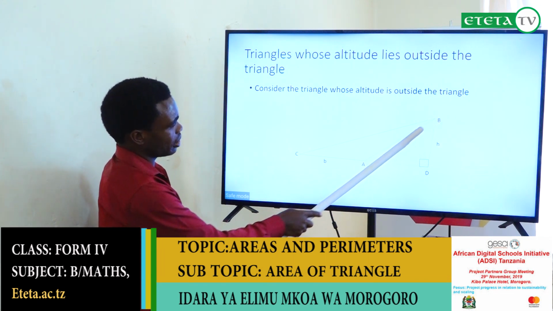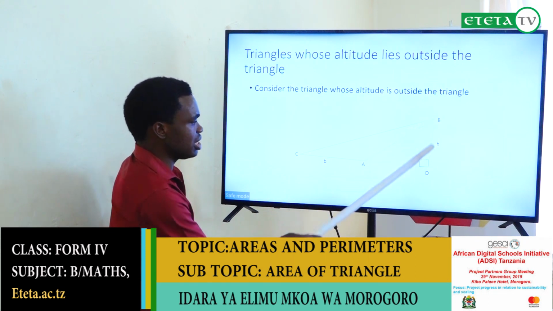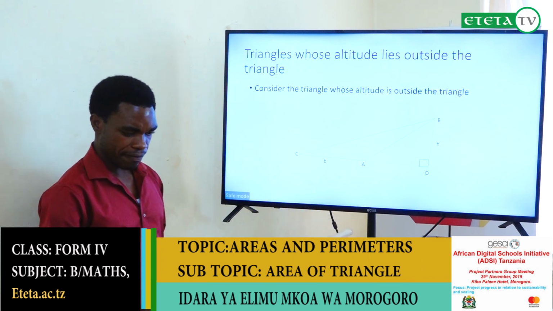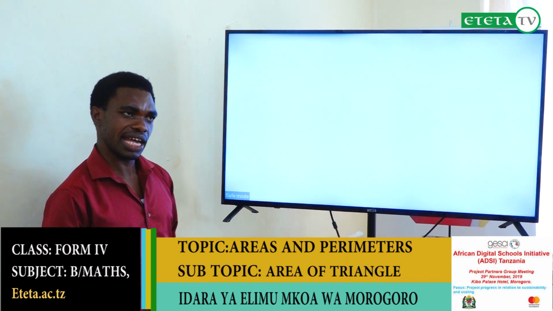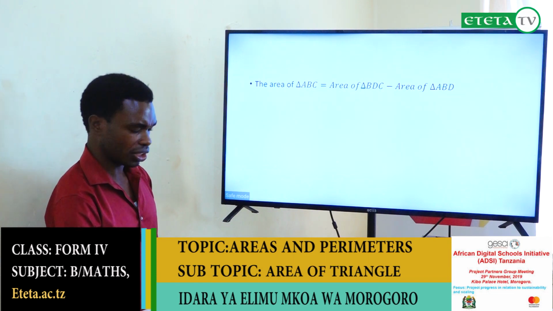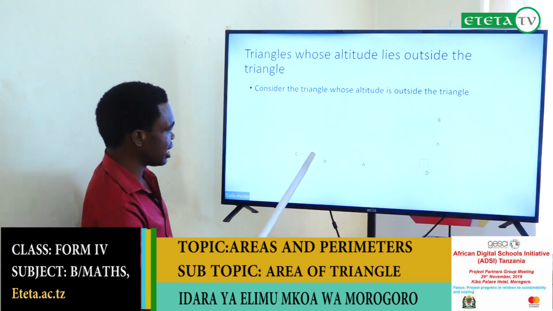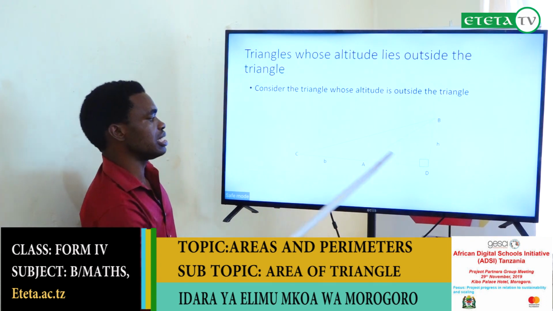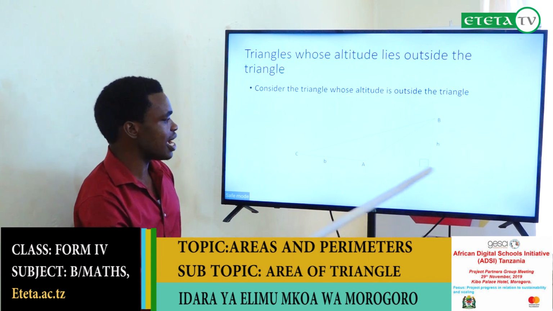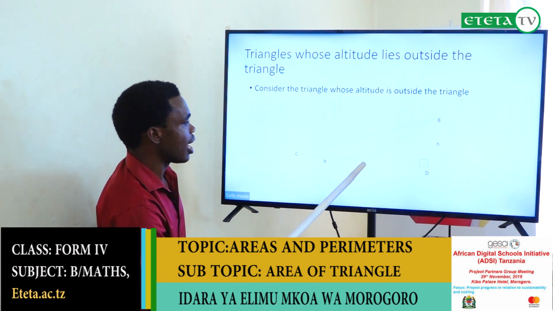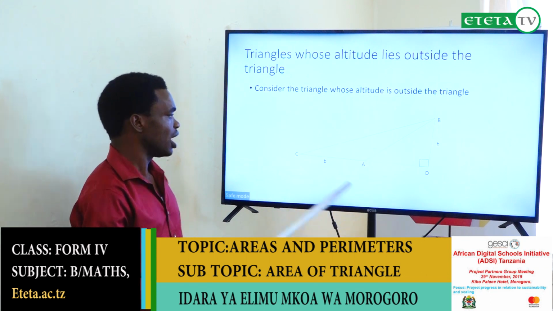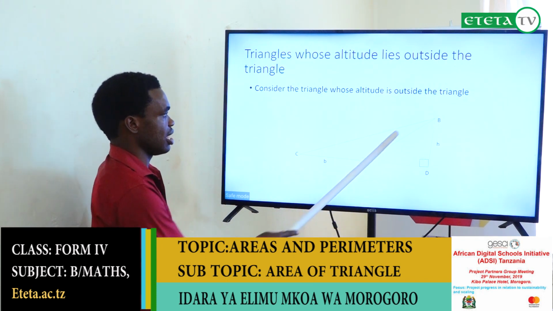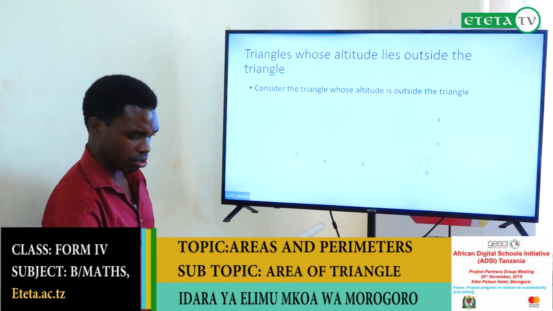Again, if we consider this one, ABD is also a right angle triangle. So we can use those triangles to generate the formula of the area for a case where the altitude lies outside. But because our aim is to get the area of this one, we take the area of the whole triangle, BCD, and take away the area of this triangle, ABD. So you take the area of BCD minus the area of ABD to get the area of triangle ABC.